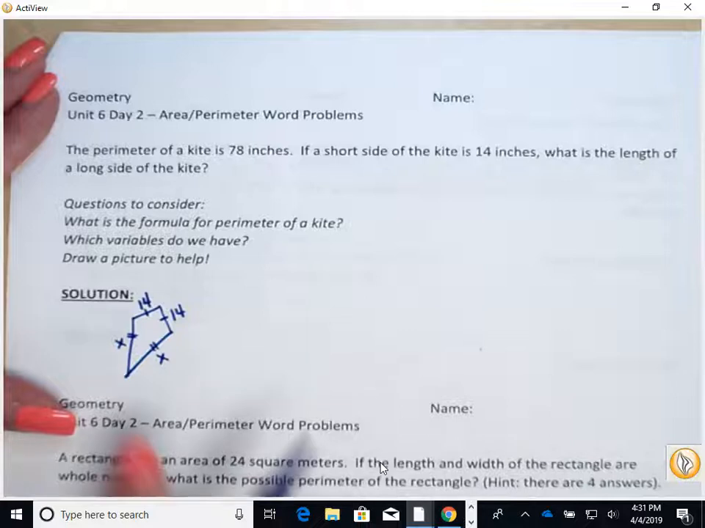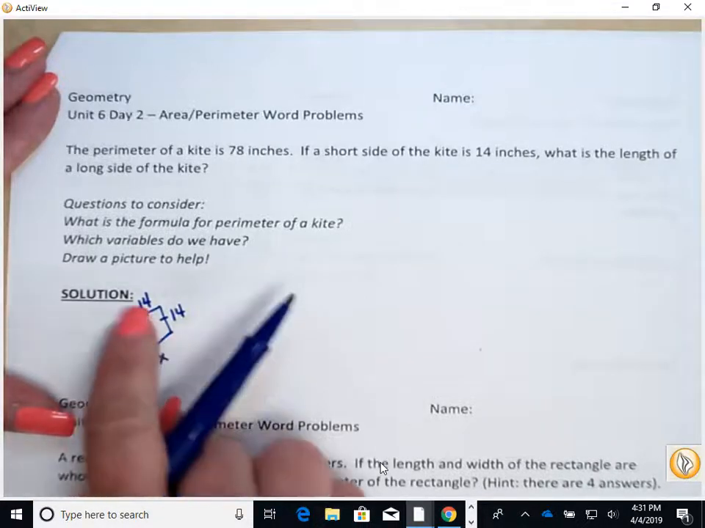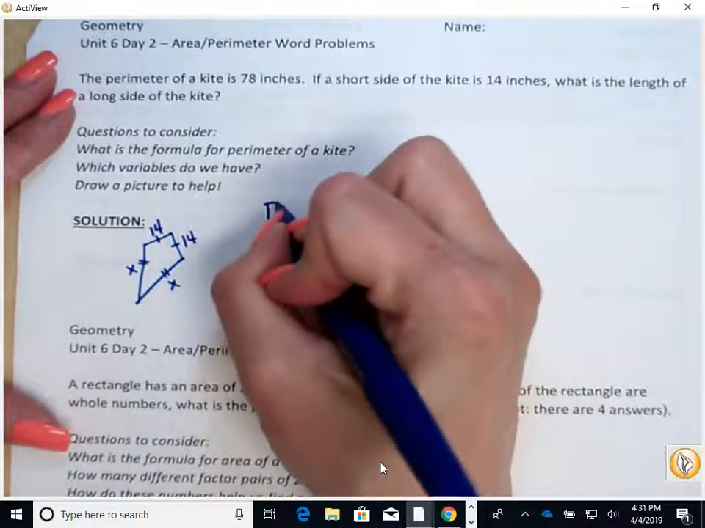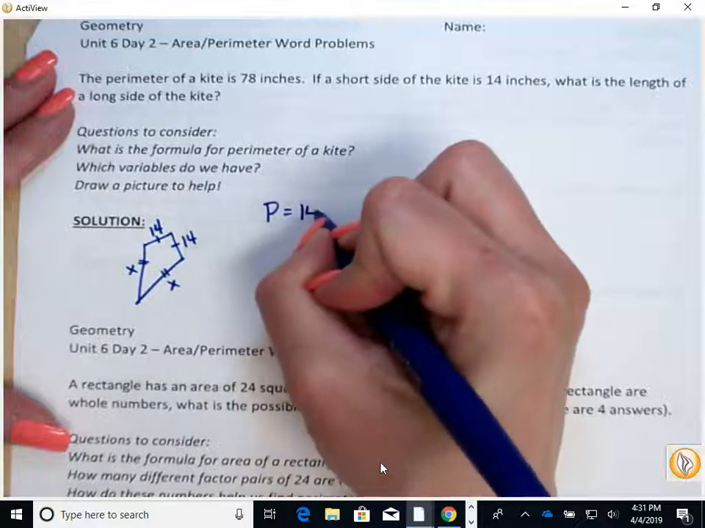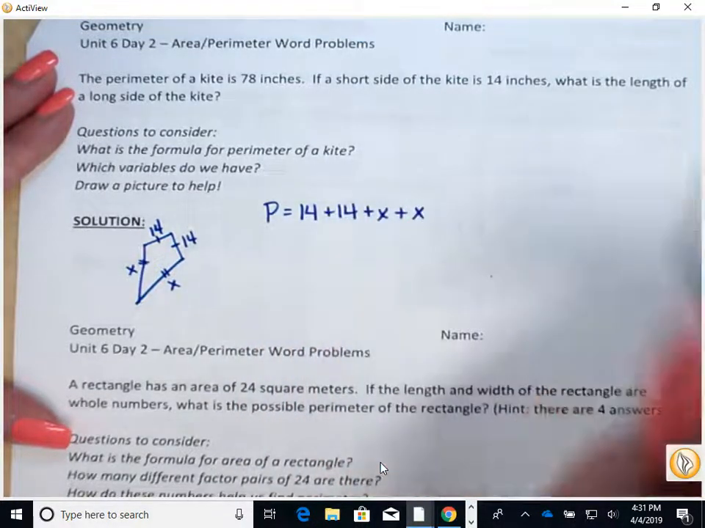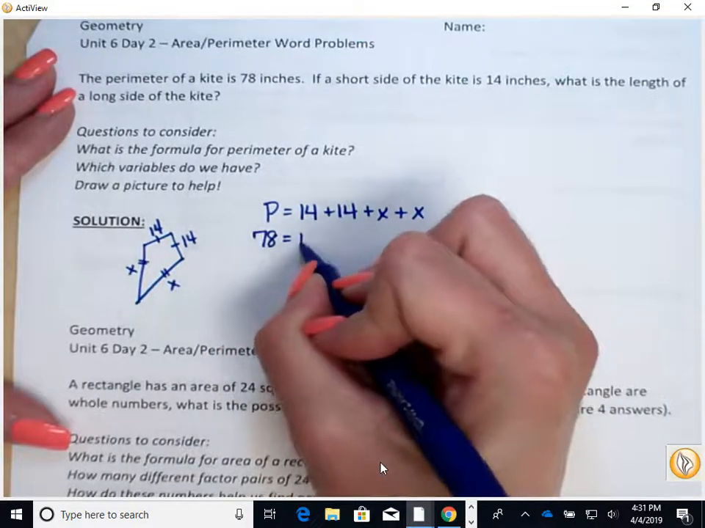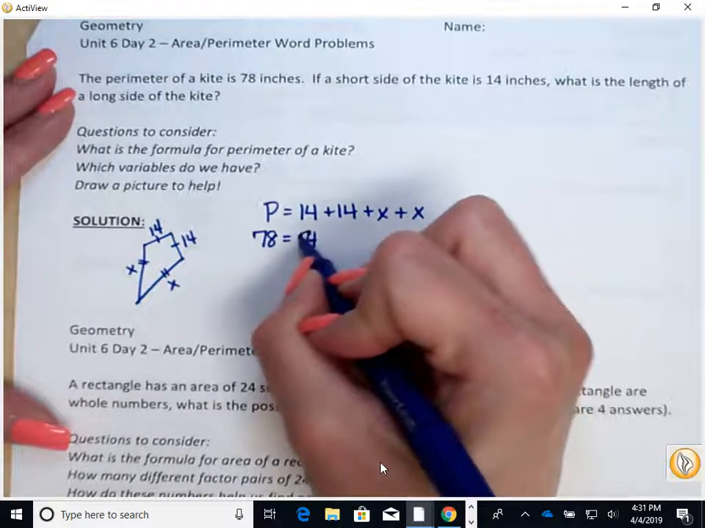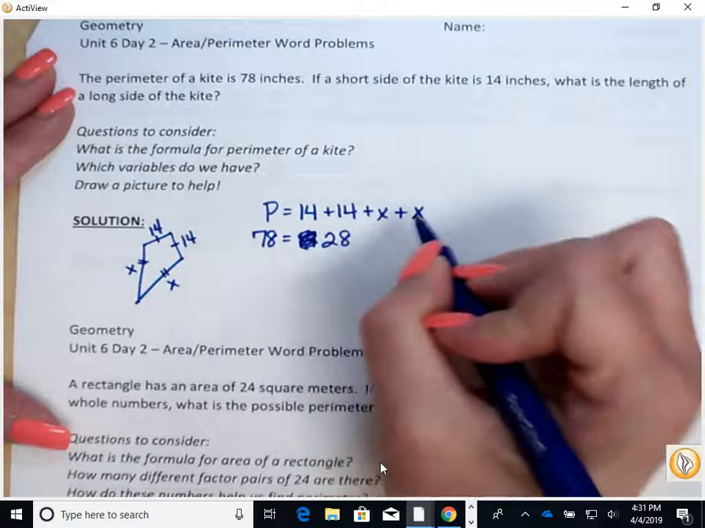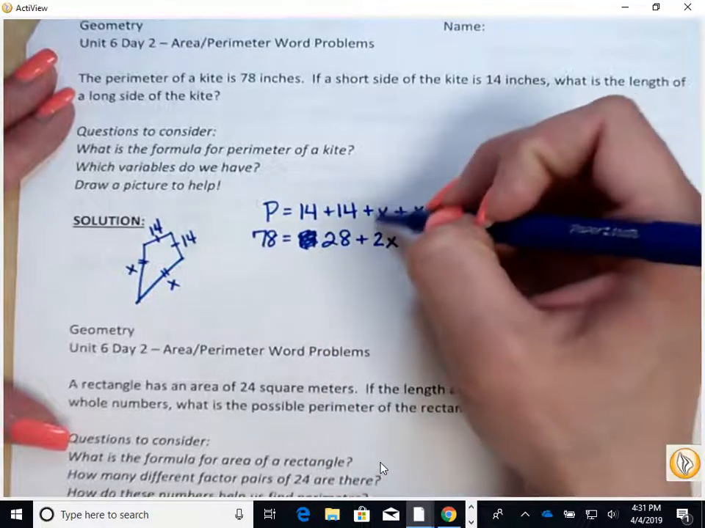And so since I'm trying to find the long side, I just give it a variable. I know these both are x, these are both 14. Perimeter is just adding up all the sides. So perimeter equals 14 plus 14 plus x plus x. And they told me the perimeter was 78 inches. So I replaced the P with 78. Combine my like terms. 14 plus 14 gives me 28. X plus x gives me 2x, because you just think of it as having a little 1 in front of those x's.